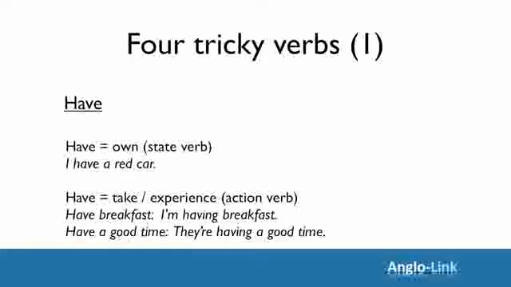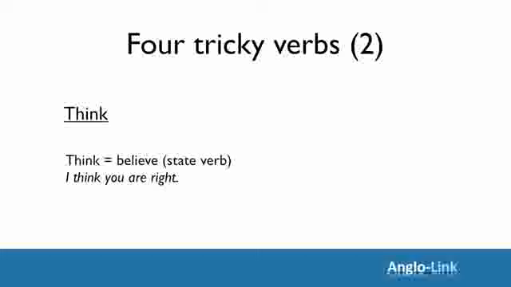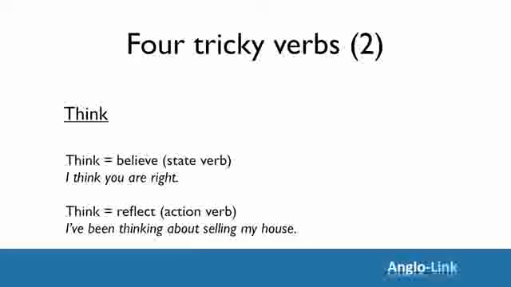The next verb that can be tricky is the verb think. Again, it has 2 meanings. It can mean to believe, in which case it's a state verb, and you must avoid continuous tenses here. For example, I think you're right. But think also means to reflect. Like you can be thinking about something, then stop thinking about it and come back to it later. So it's an action verb. Example, I've been thinking about selling my house.